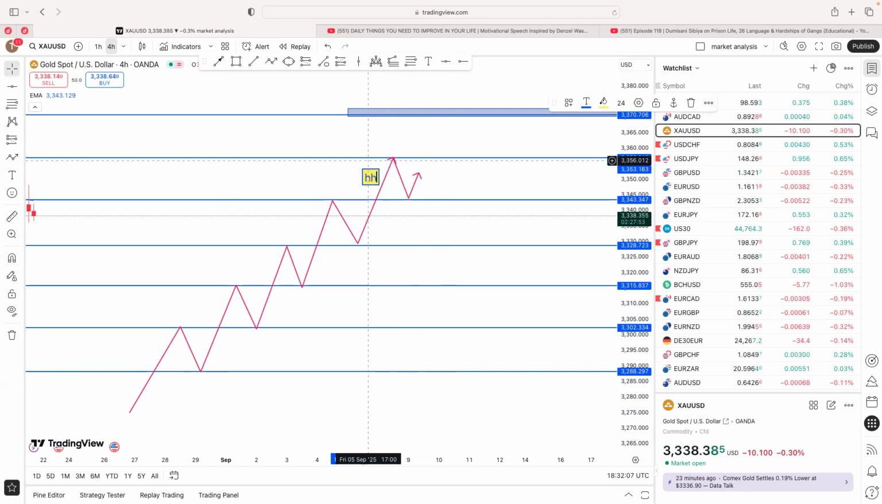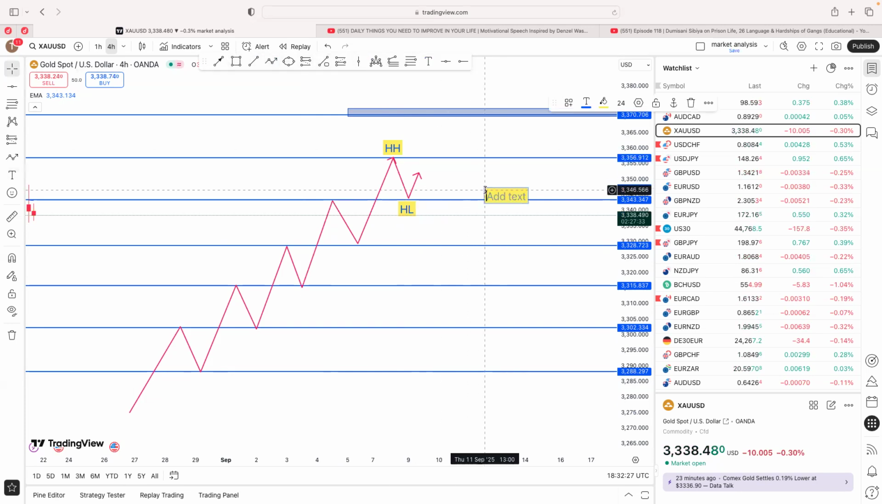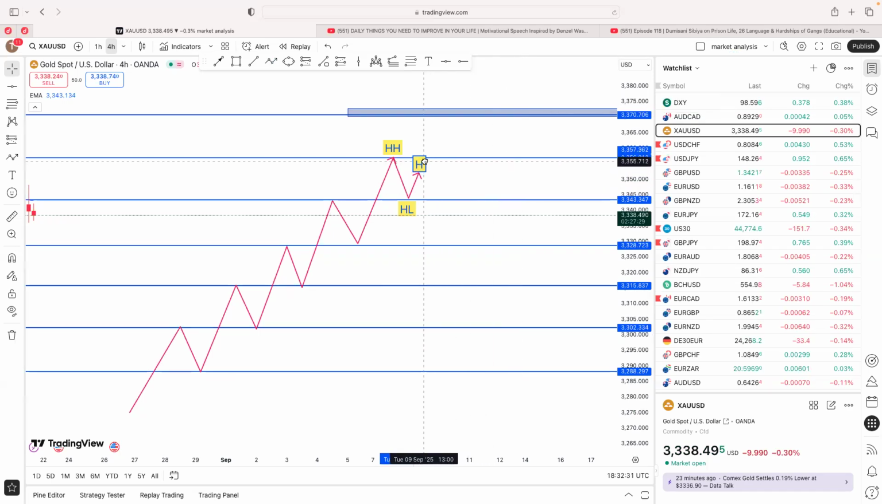Don't get lost. I want you to be with me. Stay with me and focus. So we've got this higher high, and then we've got this higher low right here, and then we've got this high. Are we together? Are you still with me?